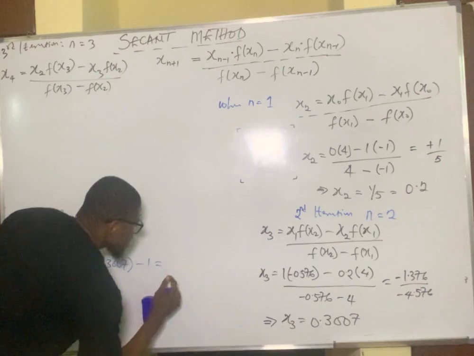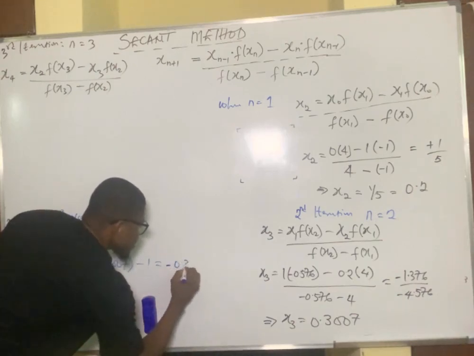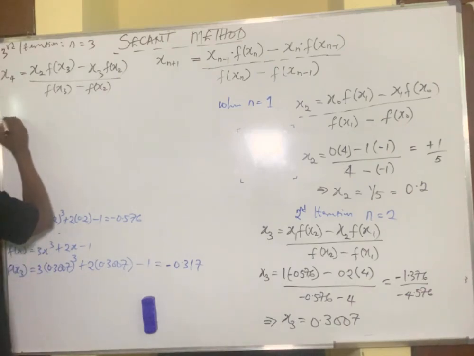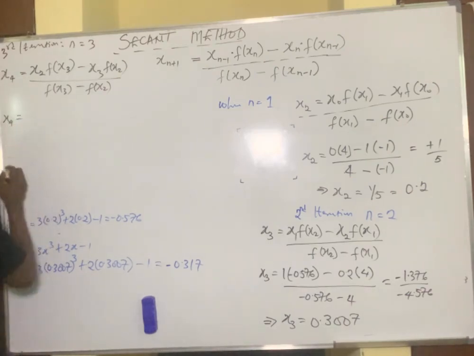Everything gives us approximately negative 0.317. So f of x3 equals negative 0.317. Now let's plug into the formula. We're going to find the fourth root, x4, to be equal to x2.